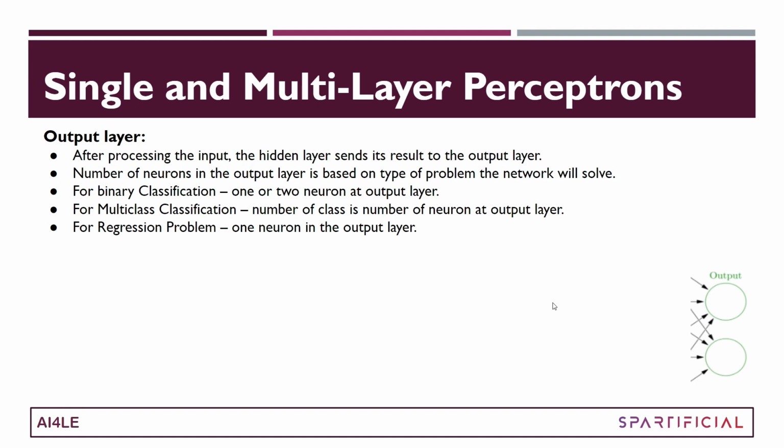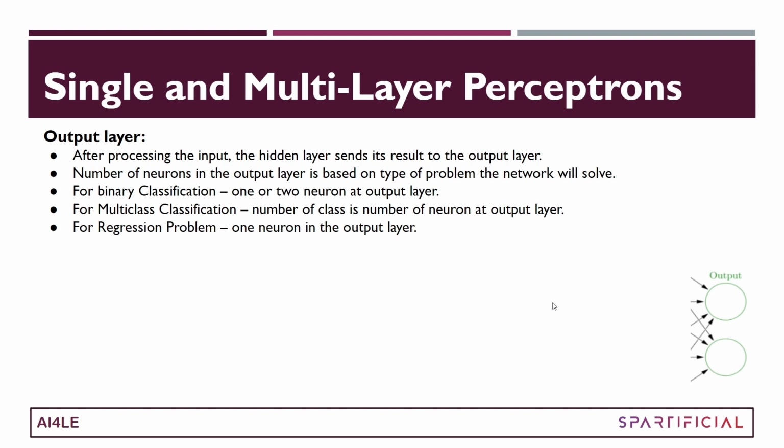The number of neurons in the output layer is basically dependent on the type of problem that the network is trying to solve. For example, if we are using a binary classification network, the output neurons could be either 1 or 2. What is the reason behind 1 or 2? Let's say if even one output neuron has a value above a threshold, then we know that it belongs to class 1, or else it belongs to class 0. So if you want to display both of its probabilities, you can use 2 neurons.